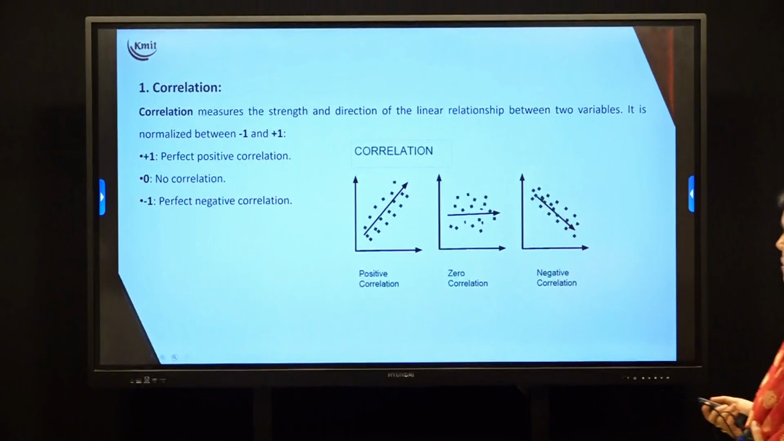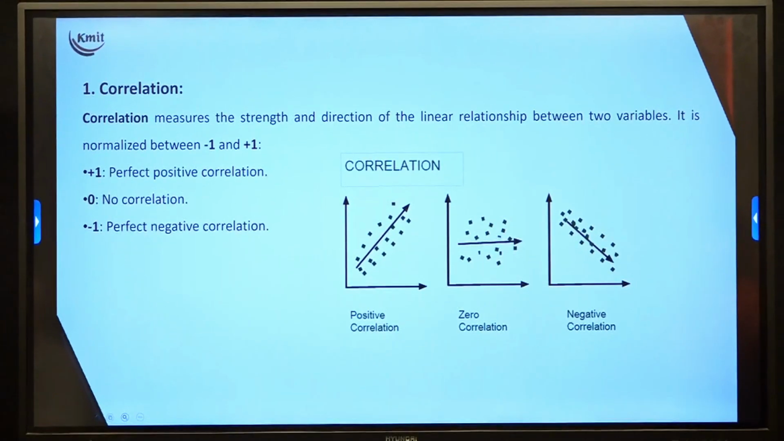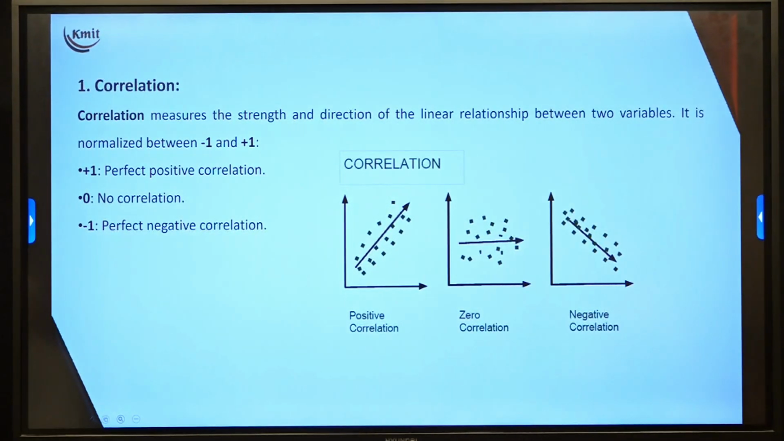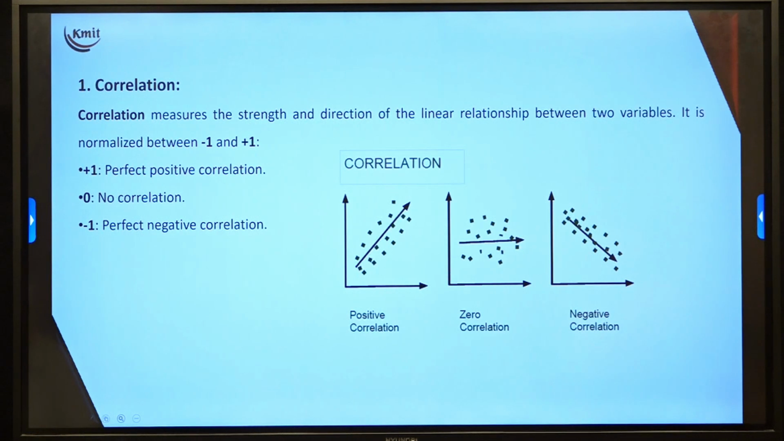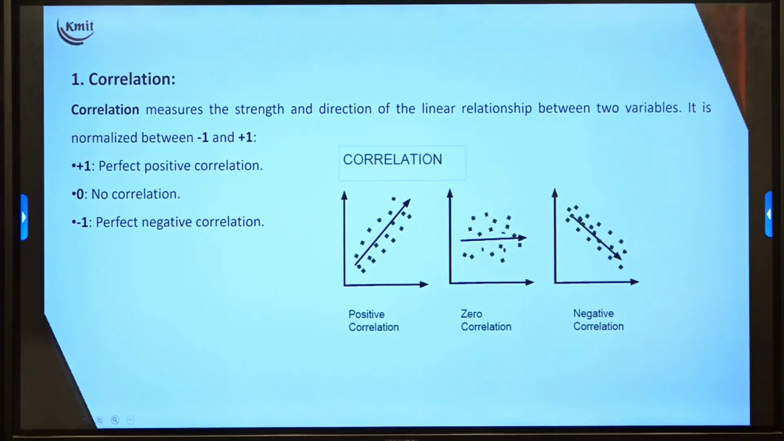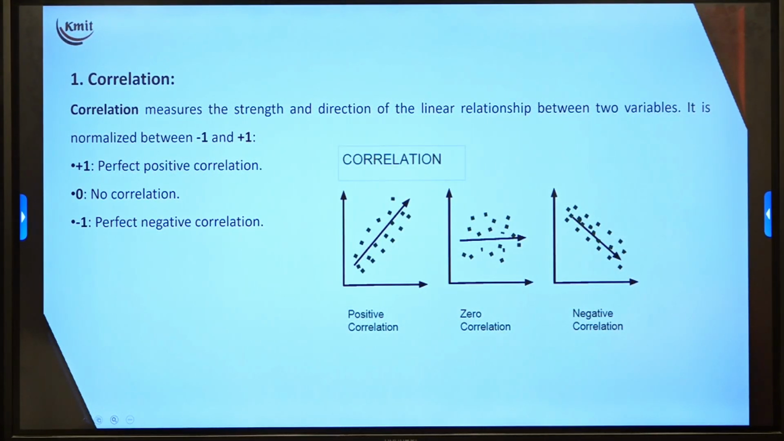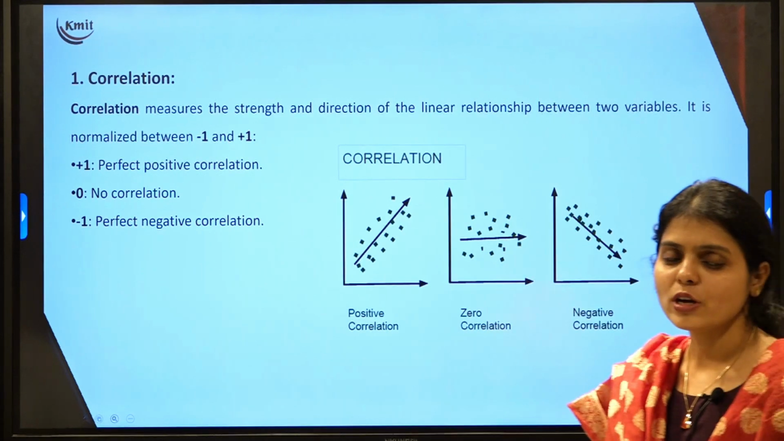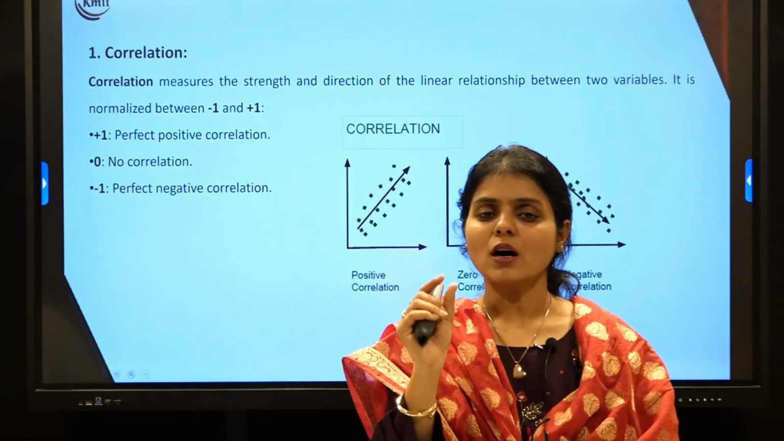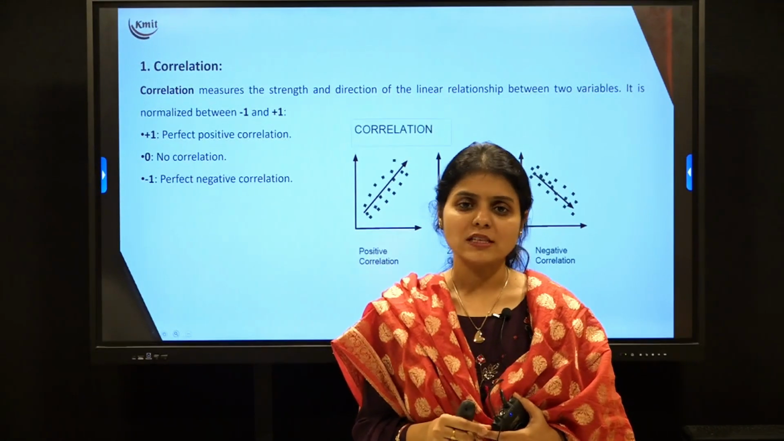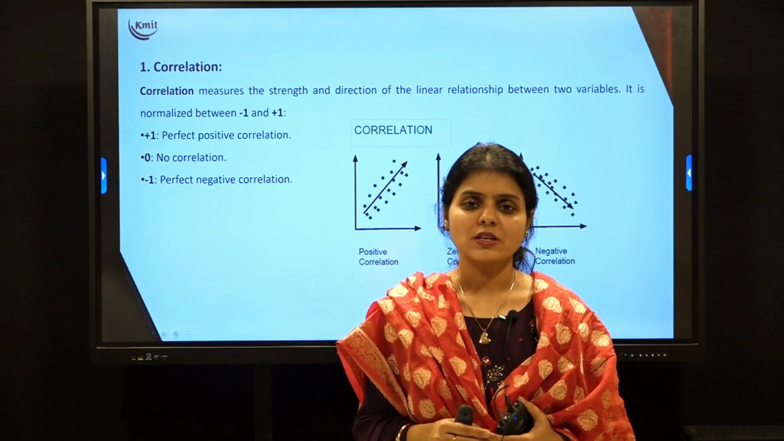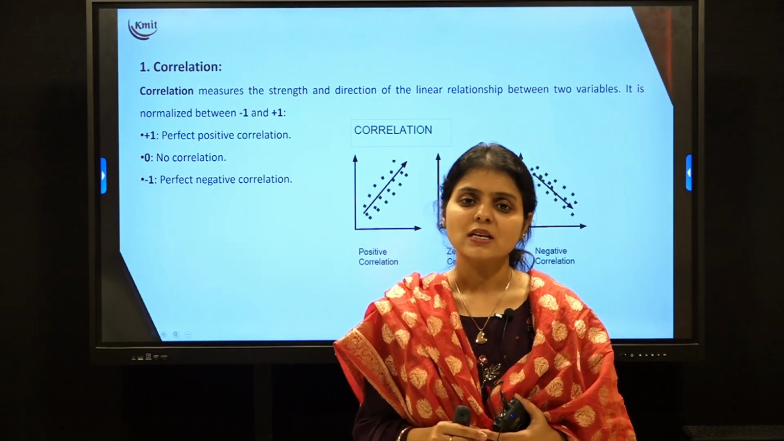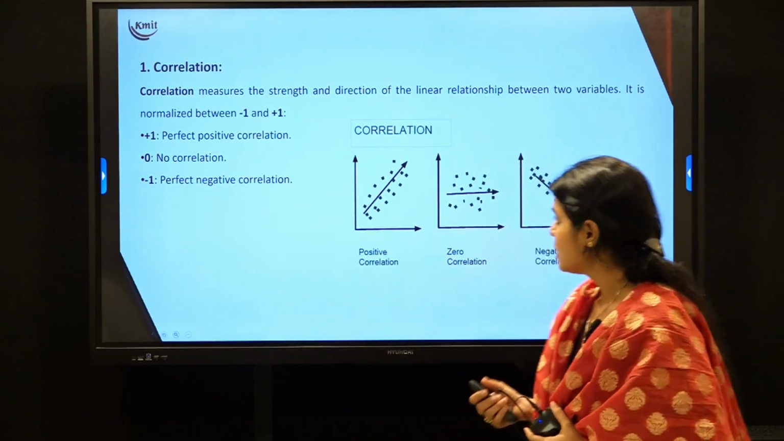So let's discuss correlation first. Correlation measures the strength and direction of the linear relationship between two variables. So if I am talking about variables in the data set, to understand how the two variables are dependent on each other, we go for correlation. The relationship between two variables is given by the correlation.